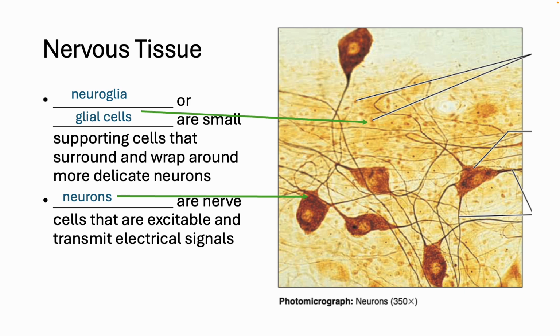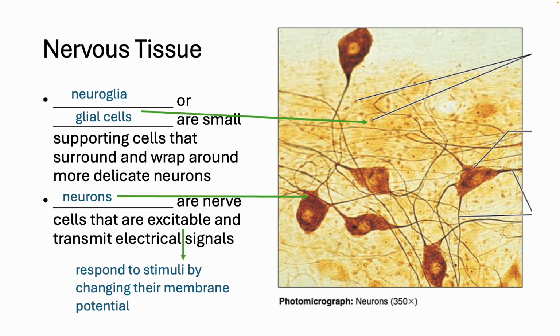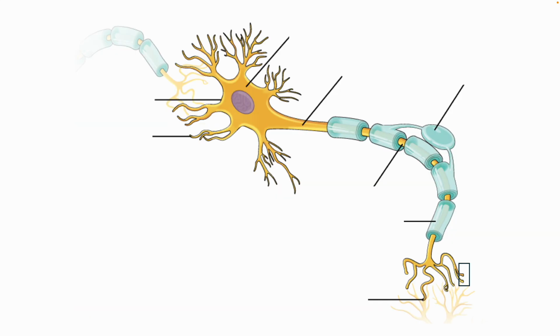We're going to focus mostly on neurons and their function, but we'll talk a little bit about the glial cells that support the nervous system. The fact that the neurons are excitable means that they will respond to stimuli by changing their membrane potential. All right, so let's start with the structure of a neuron.